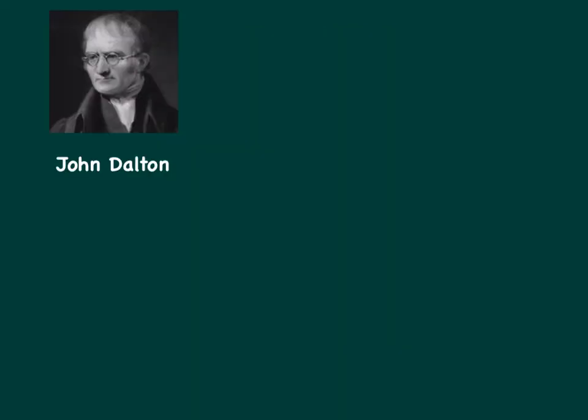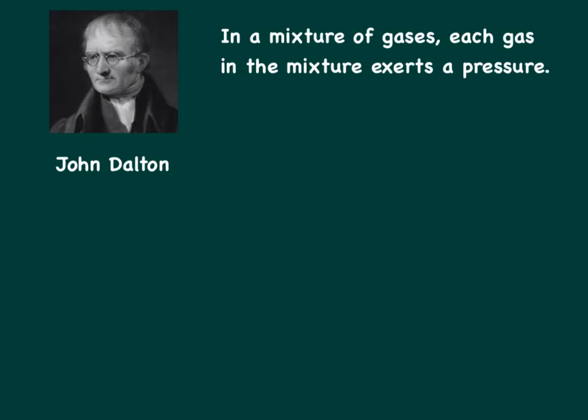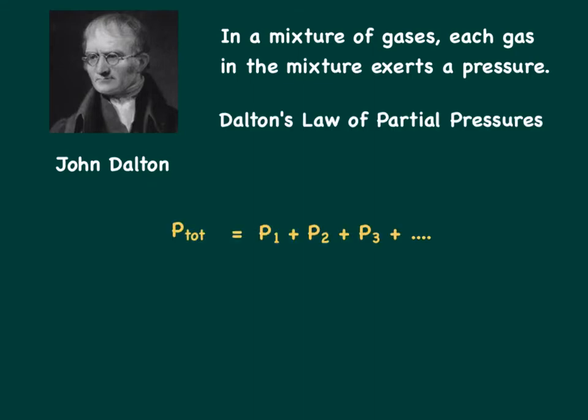In the early 1800s, John Dalton studied the properties of air, and what he determined was that in a mixture of gases, each gas in the mixture exerts its own pressure. And the total pressure of the gases in the mixture is equal to the sum of the pressures that would be exerted by the individual gases if they were alone. We refer to this relationship as Dalton's law of partial pressures. And mathematically, we would express it as such.